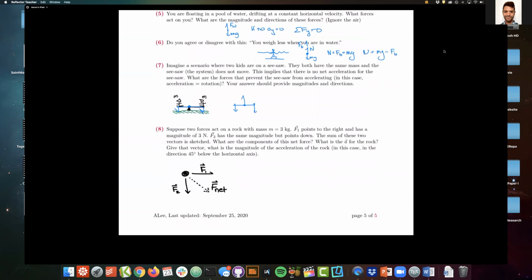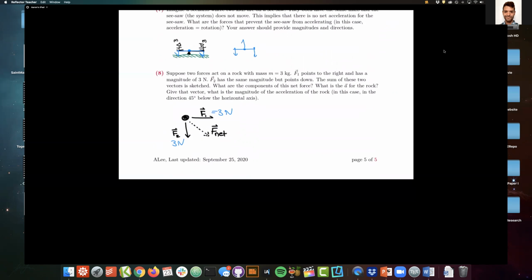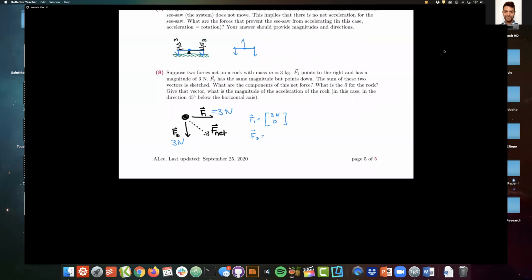All right, so it says this has a magnitude of 3 newtons. Force 2 is the same magnitude but points down. To sum these vectors, sketch the components of this net force. So then we're just back to vectors. Force 1 is 3 newtons pointing to the right, 0 in the vertical direction. And it might be 0, -3 for force 2. If down is negative, the sum of the forces then is 3, -3 newtons, the components of these two vectors.